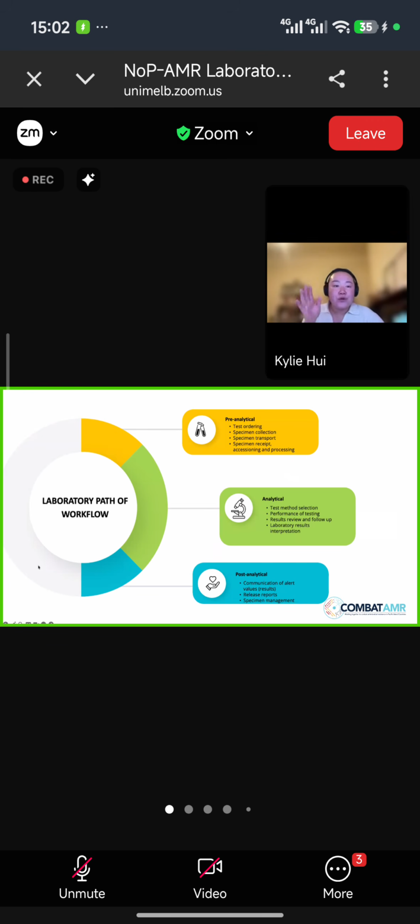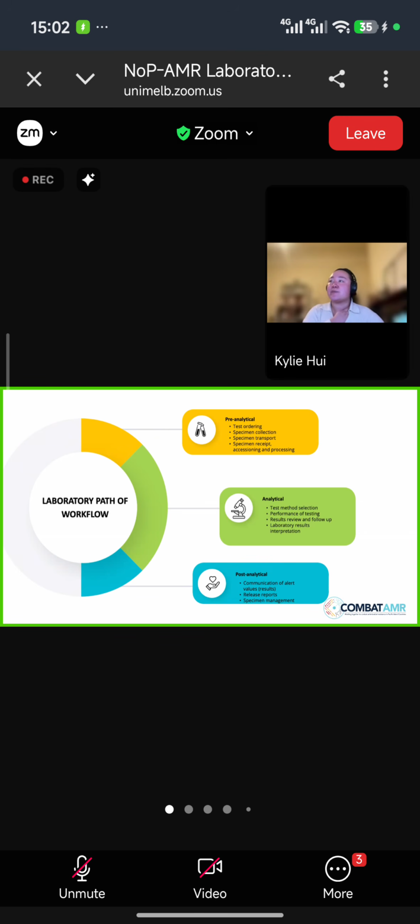So all those that we mentioned just before are part of our QSEs, all the elements that make up our laboratory quality management system. At the end of the day, it's really important for us to have these systems in place because it all impacts the laboratory path of workflow.